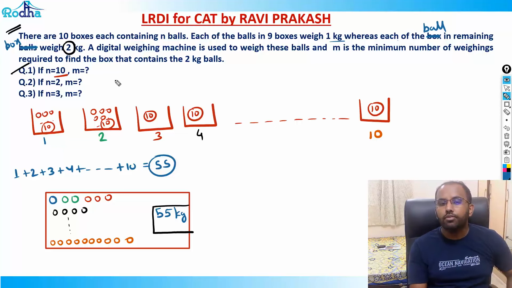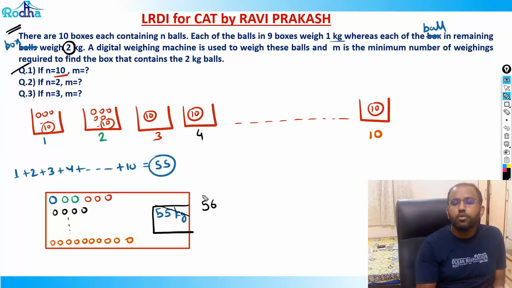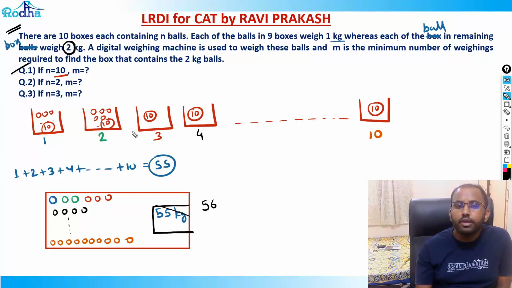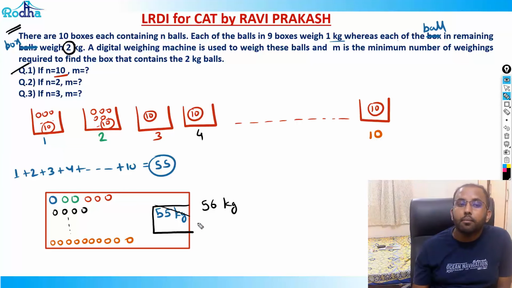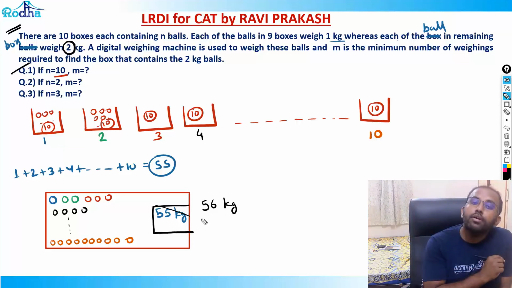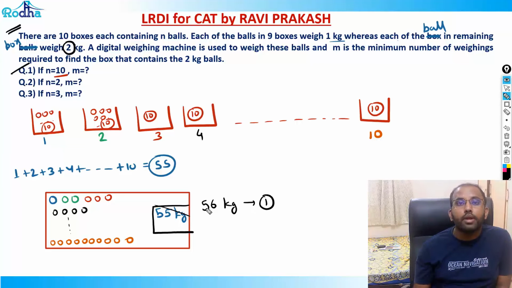So what I'm trying to say here is, the ideal total is 55 kg. Now once I get the reading as, let's say, 56 kg, because obviously I won't get 55 kg, since not all the balls are 1 kg ones. So if I get the reading as 56 kg, which was the bag number that contained the 2 kg balls? That was bag number 1, because the ideal weight is 55 kg but I am getting 56 kg.